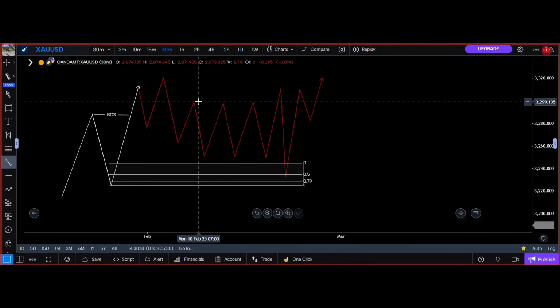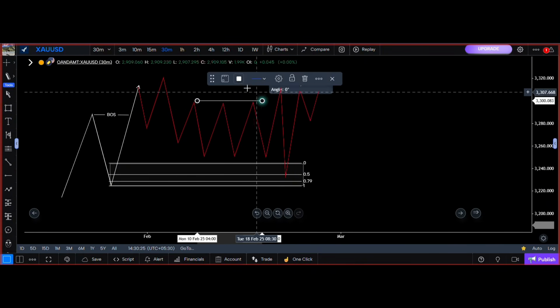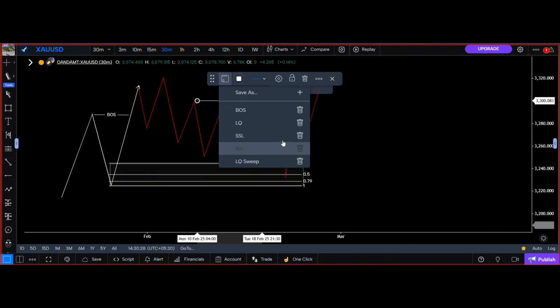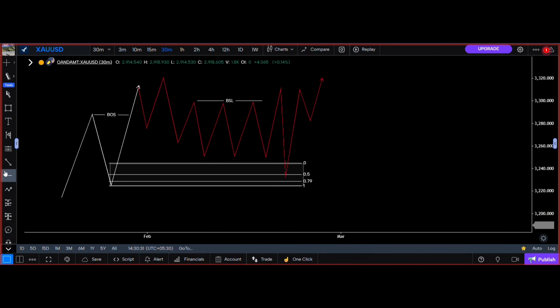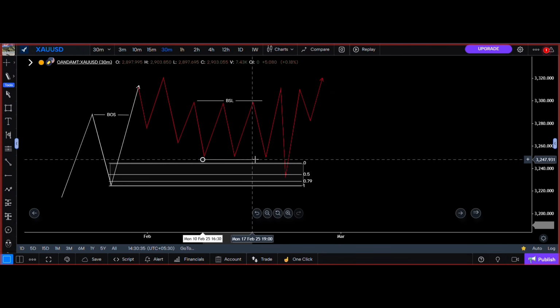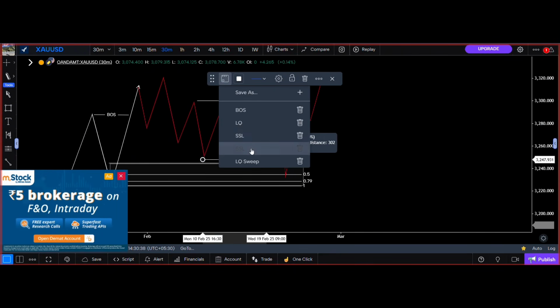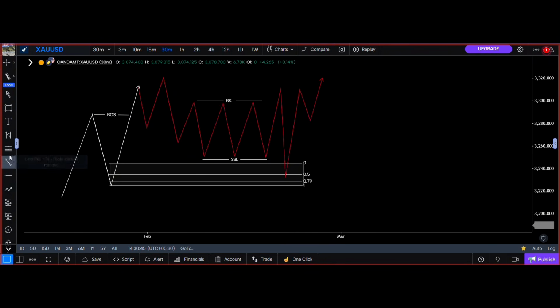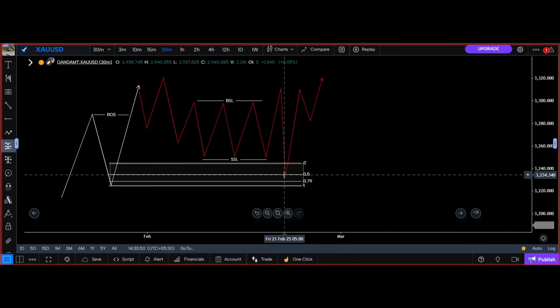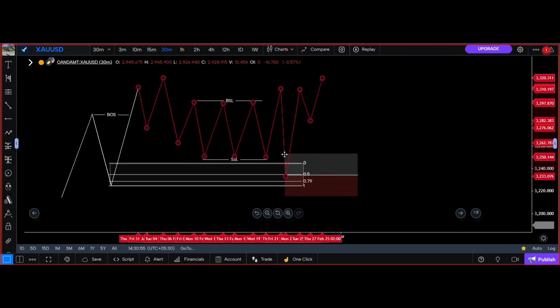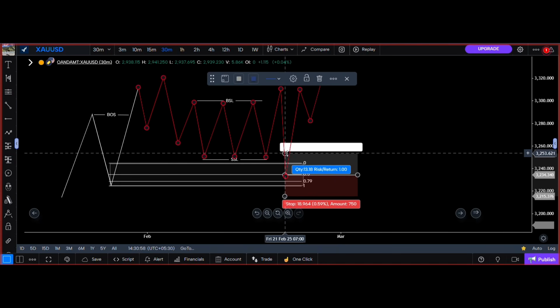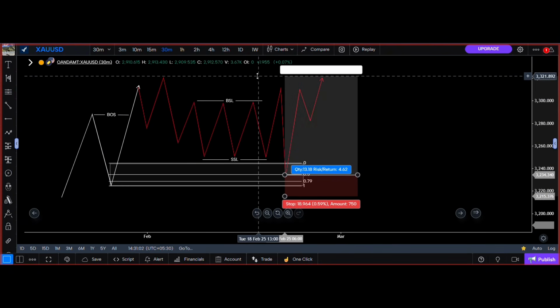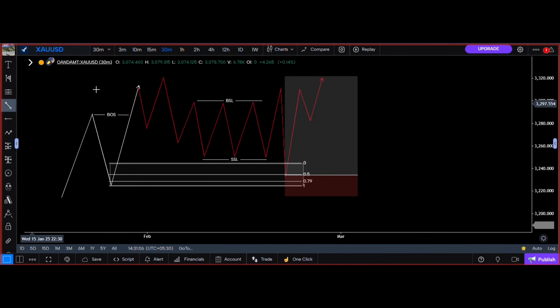Here we have the buy side liquidity. Here we have sell side liquidity. The market came down and tapped the 50% area here. We'll target this high. This one.